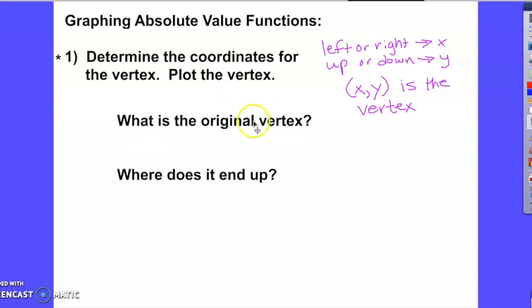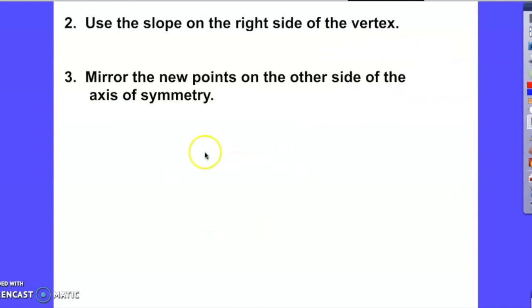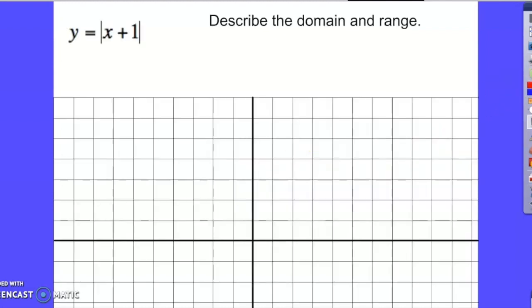So we figure out what the original vertex is. The original vertex should be 0, 0. And then you have to figure out where does it end up. Then you're going to use the slope on the right side of the vertex. So whatever it happens to be, positive up and right, negative down and right, and then you're going to mirror that new point on the other side of the axis of symmetry, or on the other side of the vertex, because it has to be a V shape. If you don't mirror it correctly, you will end up with the wrong graph.